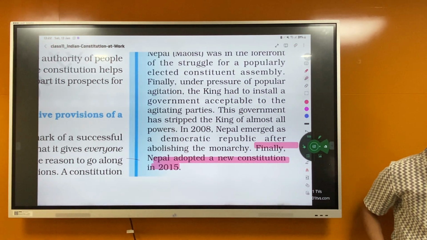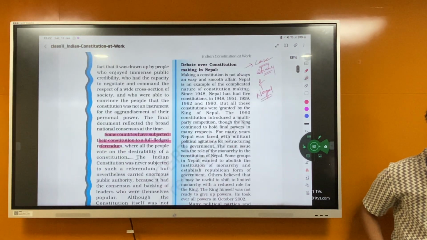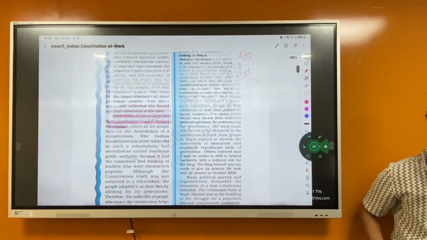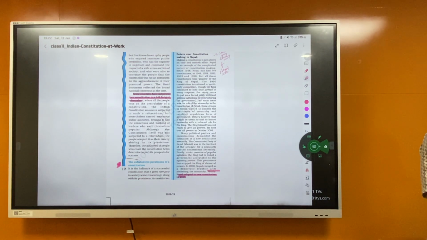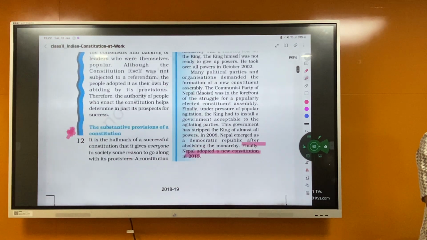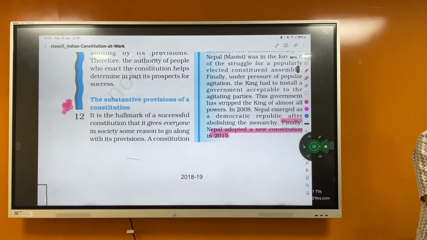Finally, Nepal adopted a new constitution in 2015. So this is 48, 51, 59, 62, 90, and now 2015. So they have constitution remaking every now and then. So they are pros at that, I think, now. So next, the substantive provision of a constitution.